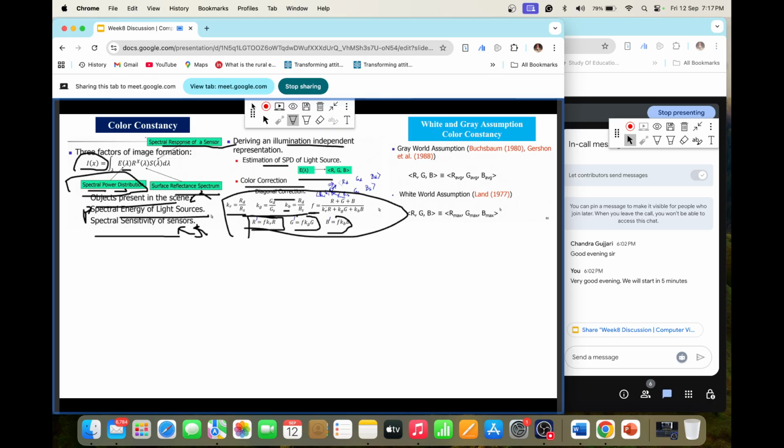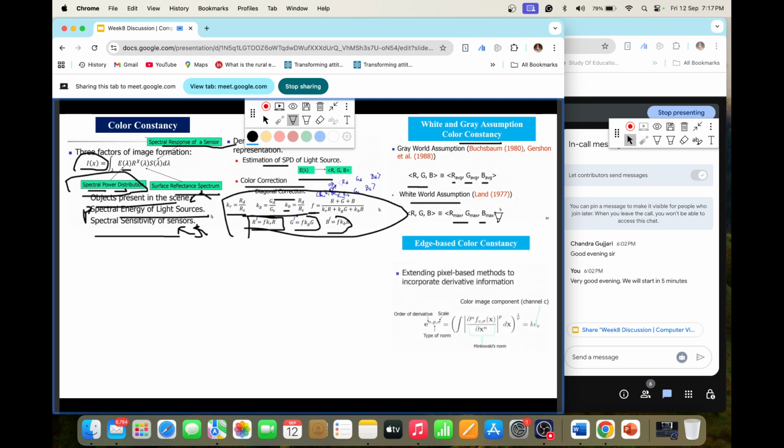And then the white and gray assumption of color constancy. The gray world assumption is nothing but the average: R average, G average, and B average. And the white world assumption is nothing but the maximum: R max, G max, and B max. Again, I will show you by a numerical example, where it will be more clear. And then we have edge based color constancy.